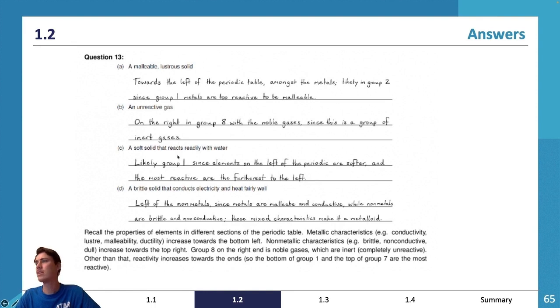This one here says likely group 1, since elements on the left of the periodic table are softer and the most reactive are the furthest to the left. So that's probably what you're going to be thinking there. A soft solid that readily absorbs. That's a pretty decent answer. And then a brittle solid that conducts electricity. Left of the non-metals, since metals are malleable and conductive while non-metals are brittle and non-conductive. These mixed characteristics make it a metalloid. So as you saw here, a metalloid is sort of just in between metals and non-metals.